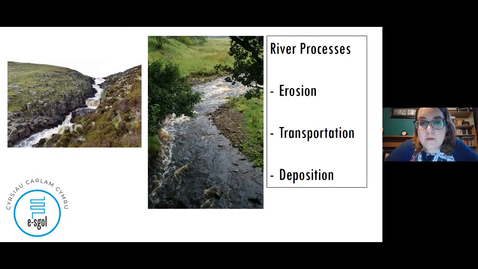Our river changes as it goes downstream because of 3 key processes. So there are 3 key river processes. We have erosion, transportation, and deposition. And these 3 key river processes help to shape the river. All 3 play an important part in shaping the surrounding landscape.